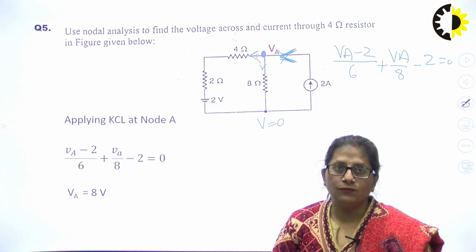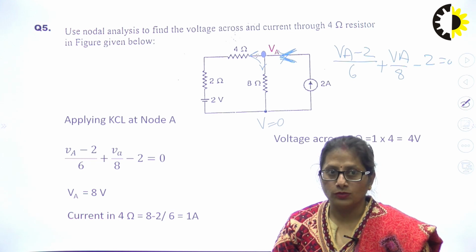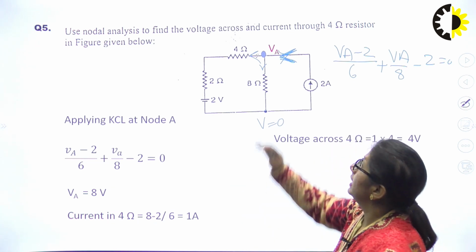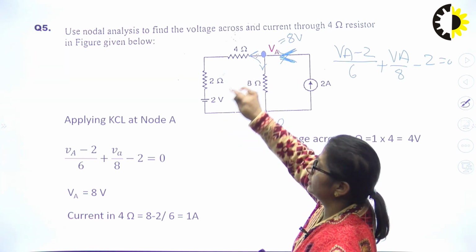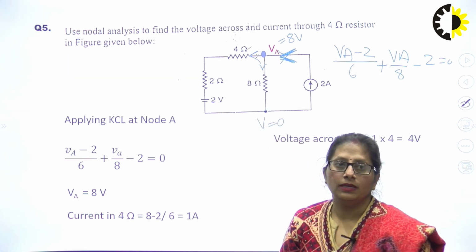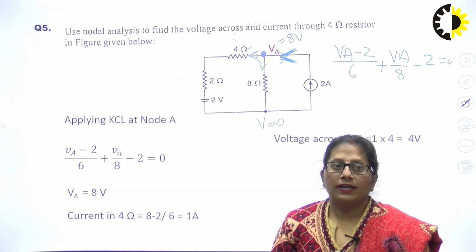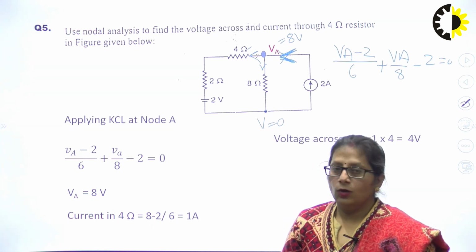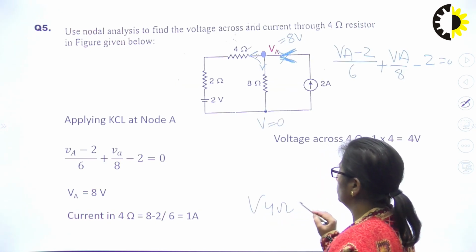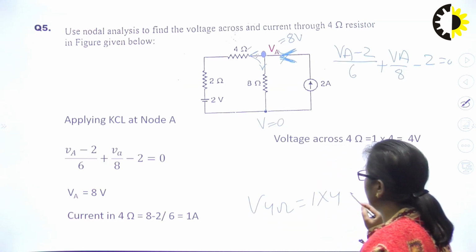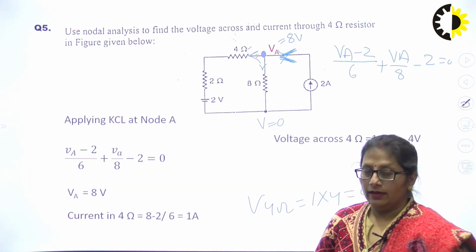If VA is 8, what is going to be the current in 4 ohms? This we got as 8 volts. So 8 minus 2 upon 6. So that is going to be 6 upon 6, 1 ampere. So if the current is 1 ampere, what is the voltage across 4 ohms? The voltage across 4 ohms is going to be 1 into 4, that is 4 volts, right?